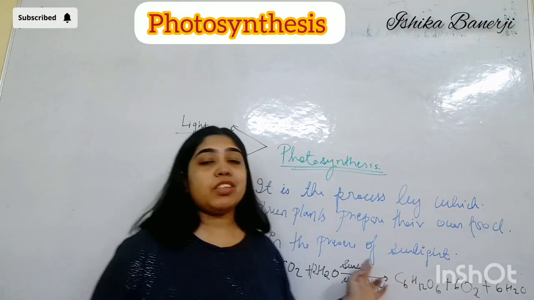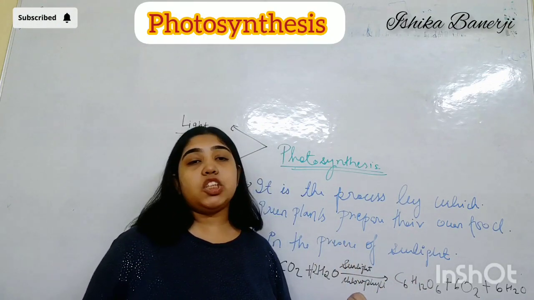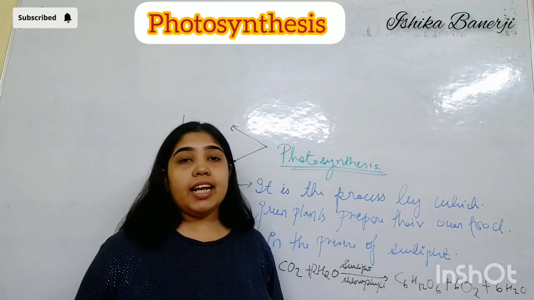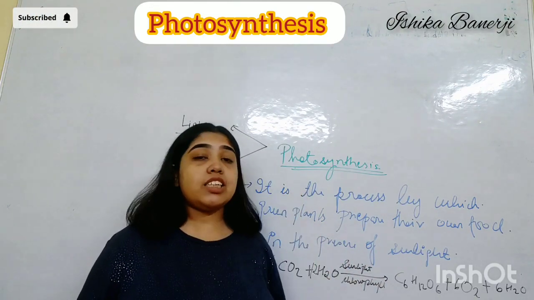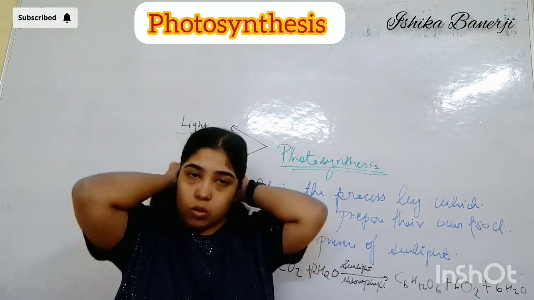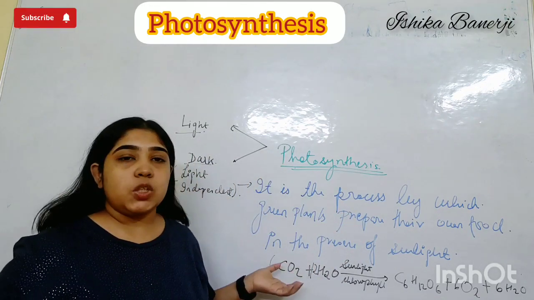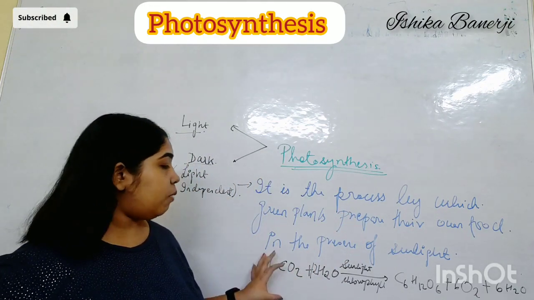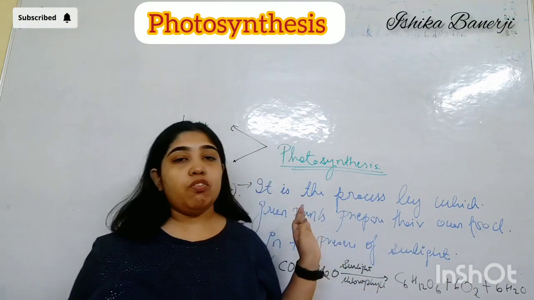This is what happens: 6CO2 plus 12H2O in the presence of sunlight and chlorophyll will give C6H12O6 plus 6O2 plus 6H2O. Understand, this is the whole reaction of photosynthesis. Important reaction. Practice this equation 5 to 6 times and it automatically comes to you. This is the equation of photosynthesis.